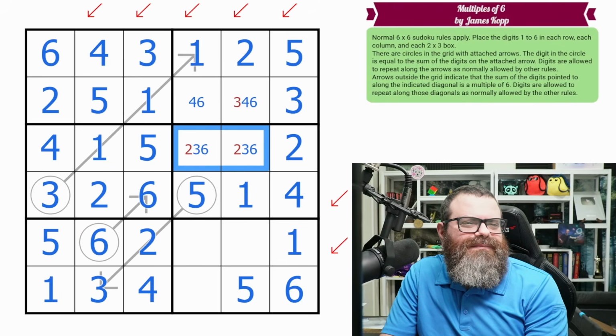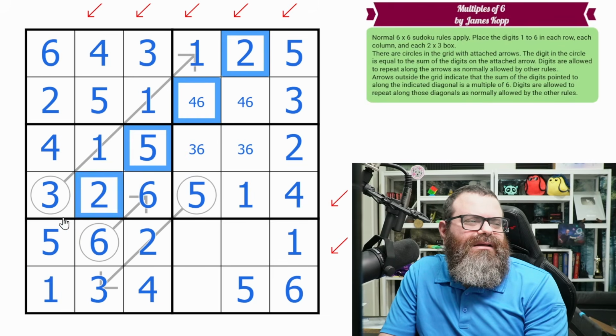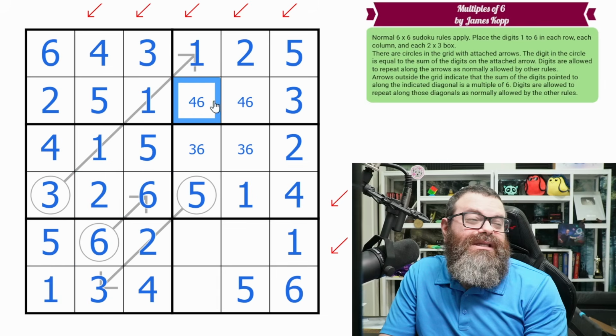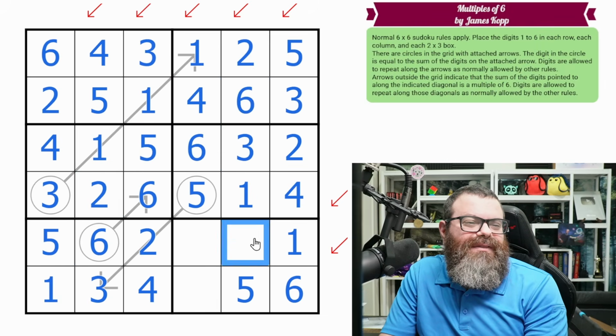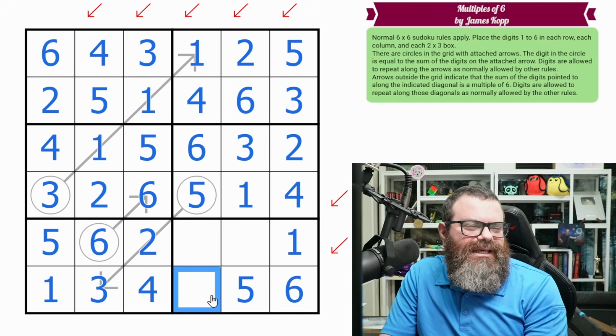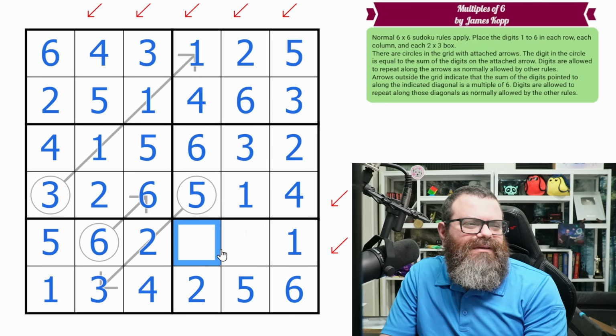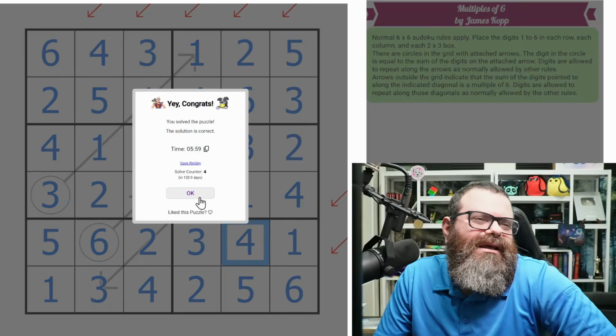Let's clean this up. Oh, this ended up 5, so we need this to be 4 to add to 6. That's 6, 3, 6. And then down here, this one is a 2, and then up here we need a 3 and a 4. That's 3, that's 4, and we're done.